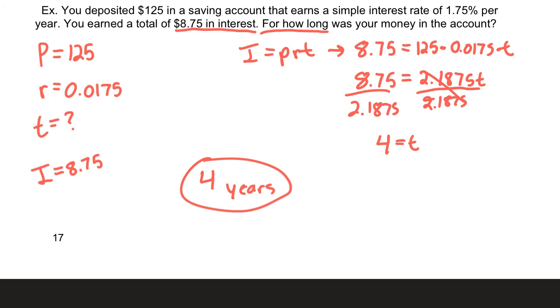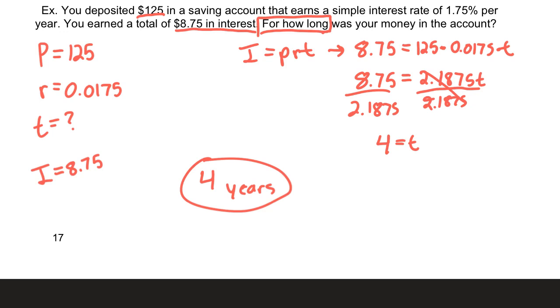Okay, so for this final problem, I kind of threw a curveball at you. I gave you your principal of 125. I gave you the interest rate, which as a decimal is 0.0175. You earned interest, so I gave you interest, but you were looking for time. So this is different from the last problem. We're trying to find out time, t.